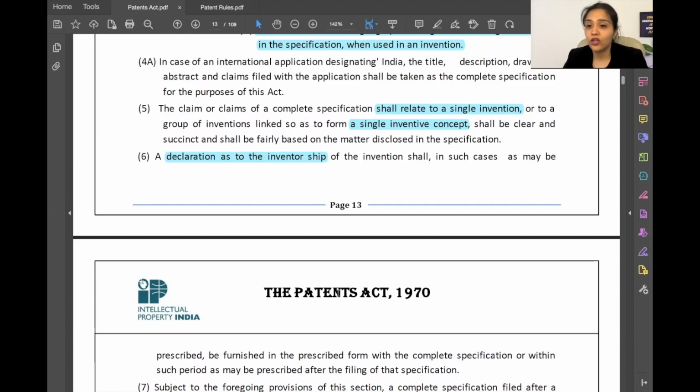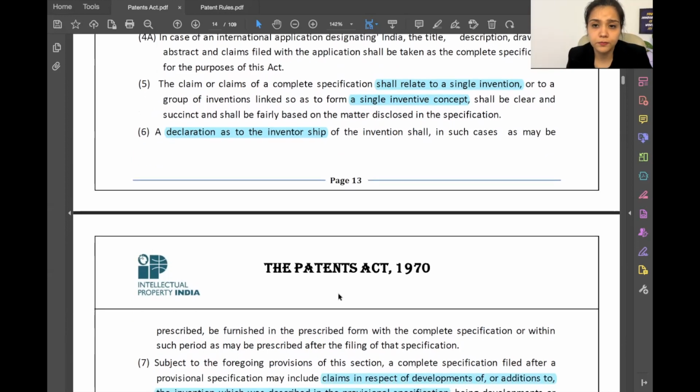That's why if our invention does not relate to a single inventive concept, we have the provision of divisional application under section 16. So the claim or claims of the complete specification shall relate to a single invention or to a group of inventions linked to form a single inventive concept, shall be clear and succinct, and shall be fairly based on matter disclosed in the specification.